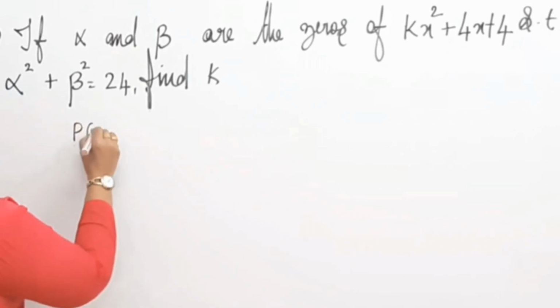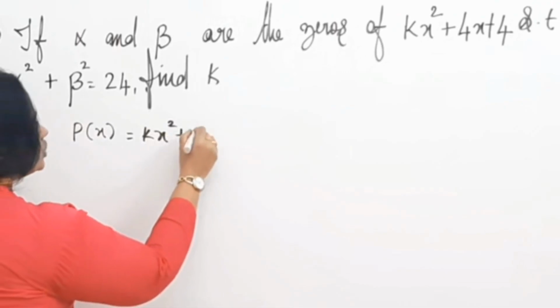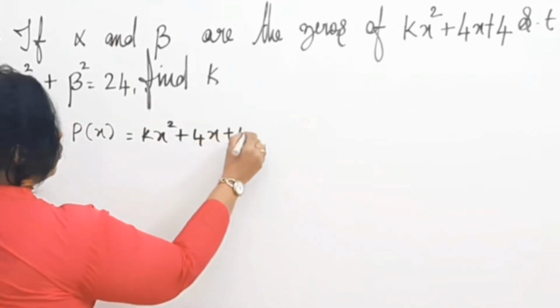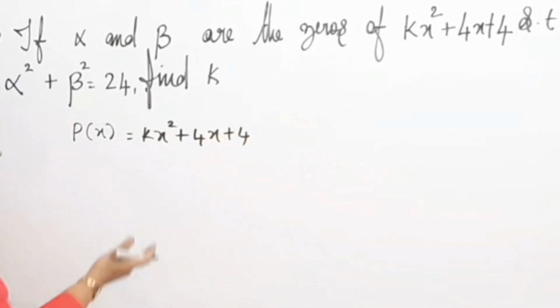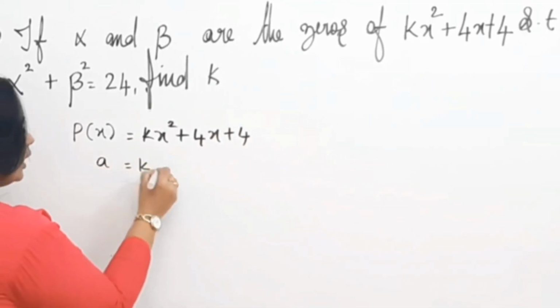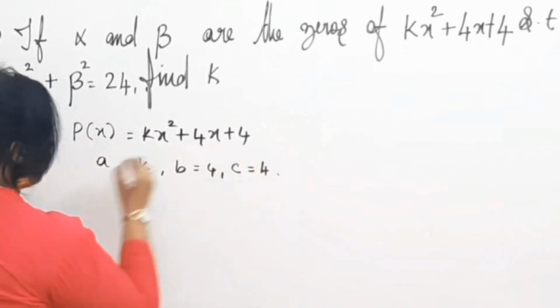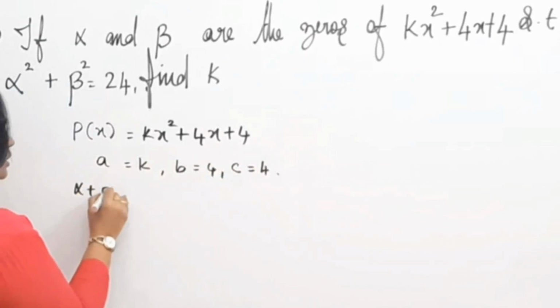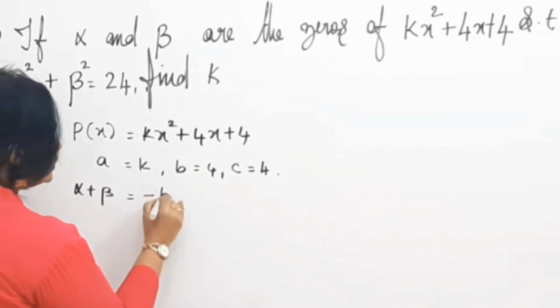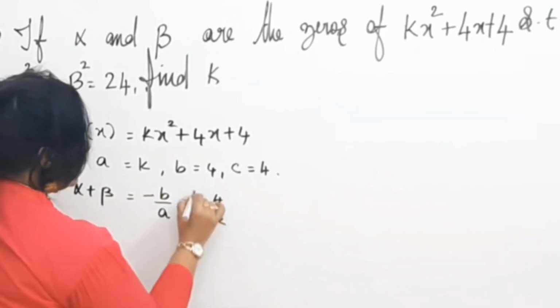I will write my p of x is equal to kx squared plus 4x plus 4. I cannot find the zeros as it is given constant k. So let me have a is equal to k, b is equal to 4 and c is equal to 4. So alpha plus beta is equal to minus b by a, that's equal to minus 4 by k.